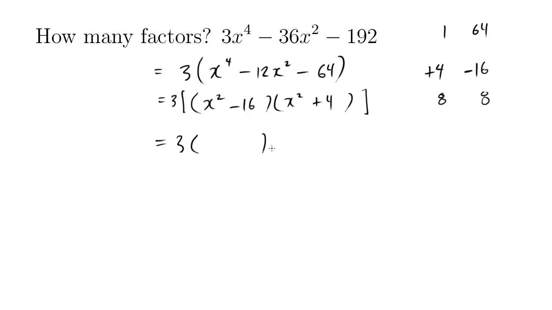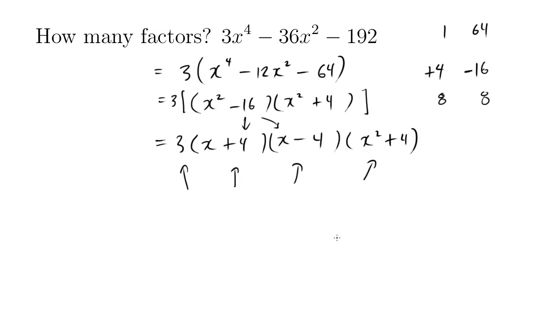And this difference of squares can be broken down to x plus 4, x minus 4, because x squared, and then minus 16 as you multiply this and this. So what we have is this became this, and this one here of course stays, x squared plus 4. So if you count the number of factors, we have 1, 2, 3, 4 different factors, and now we're done.